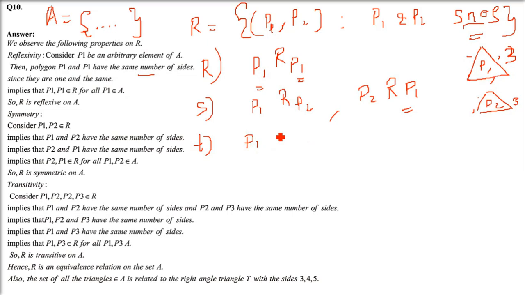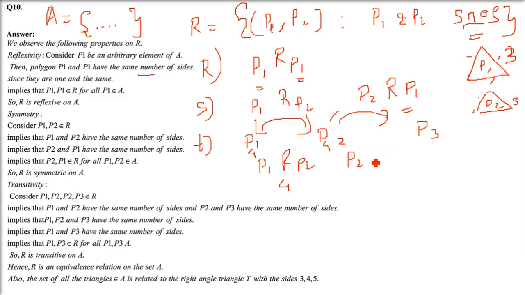Coming to transitive now. Transitive is saying what? When P1 is related to P2, and P2 is related to P3. That is, we have say three polygons. I am taking a triangle just for example. Let us take now a rectangle or say a parallelogram. So P1 and P2, they are two polygons having 4 sides. P1 has 4 sides, P2 has 4 sides. Now P2 has 4 sides, P3 has 4 sides. P1 and P2 are related, they have the same sides. P2 and P3, 4 sides. So P1 and P3 will also have 4 sides. P1 will be related to P3. How? They have 4 sides. So this is transitive as well.